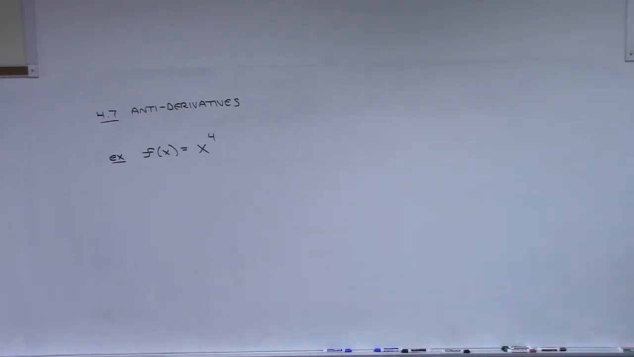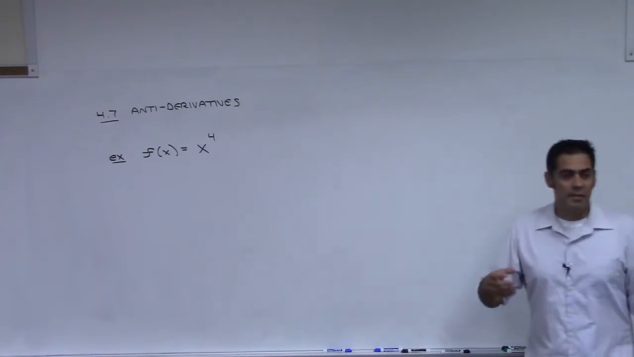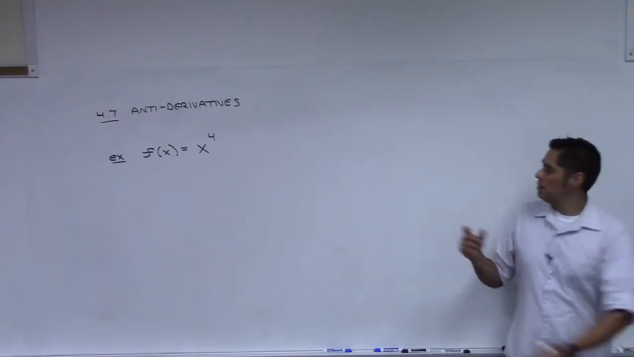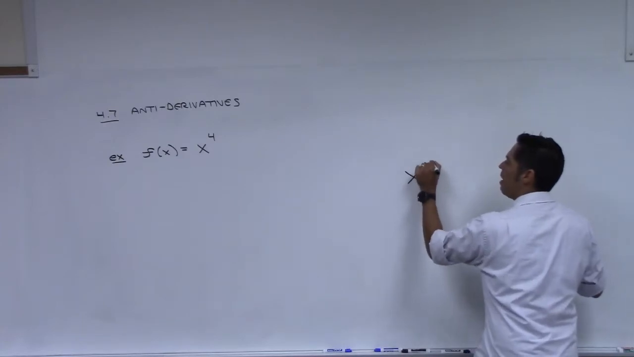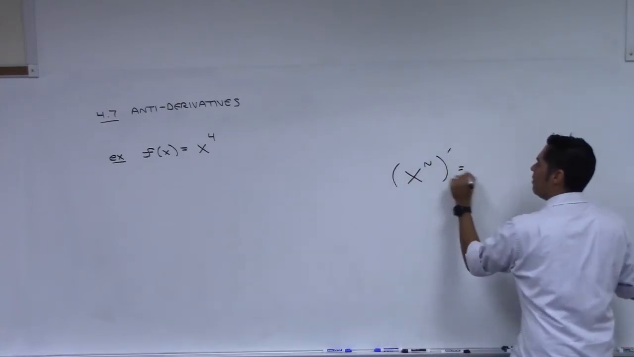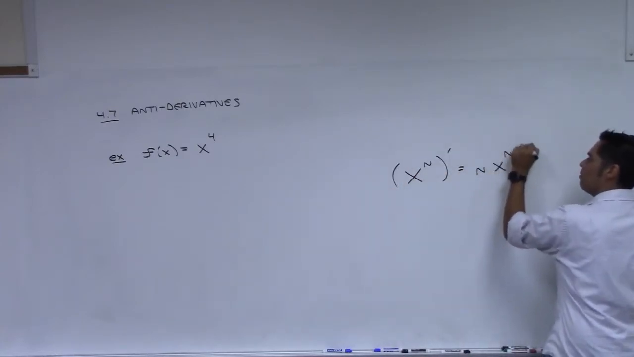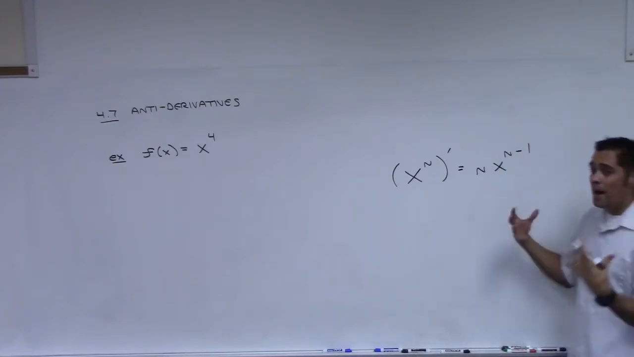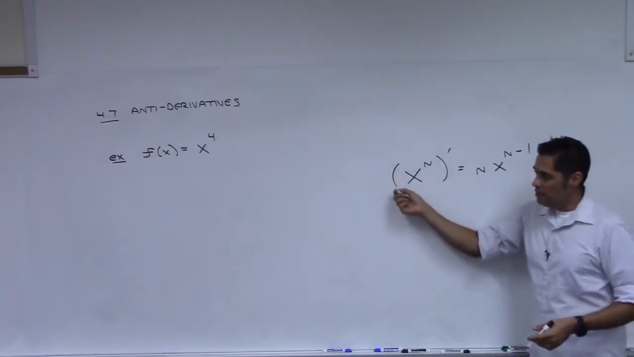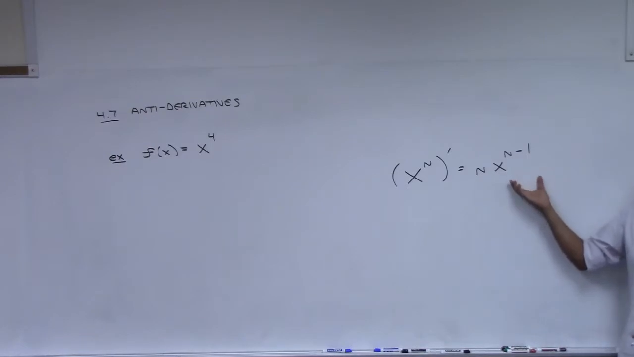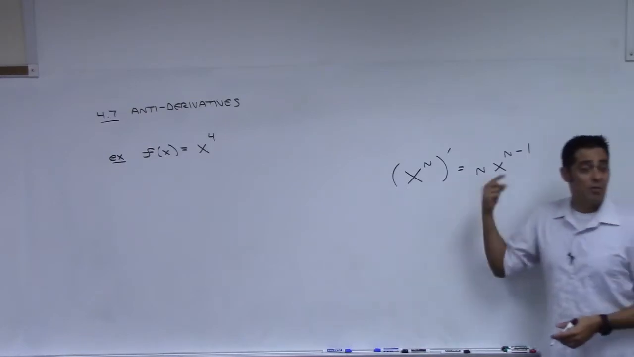So we remember in Cal 1 that when you took the derivative of a power function, if you had x to a power, the derivative was that, right? That was the good old power rule. Power comes down, subtract 1 from the power, yes? Well, we're going to try and go backwards now.